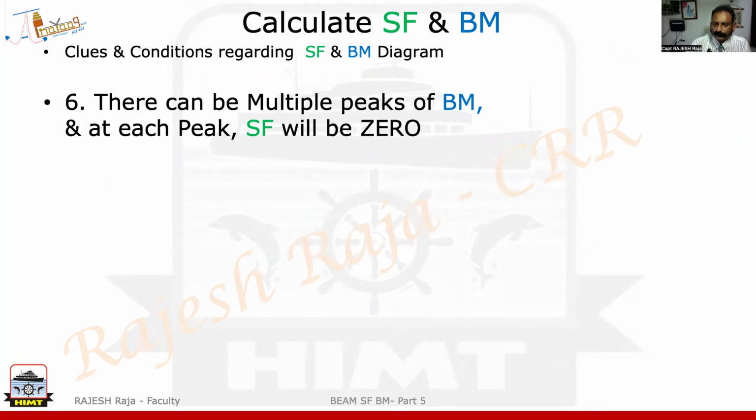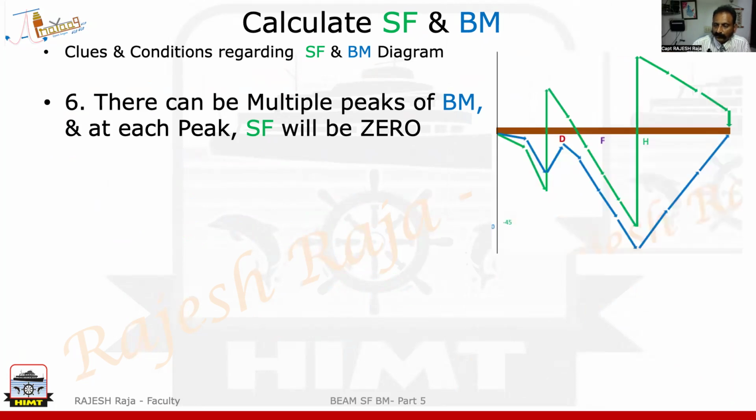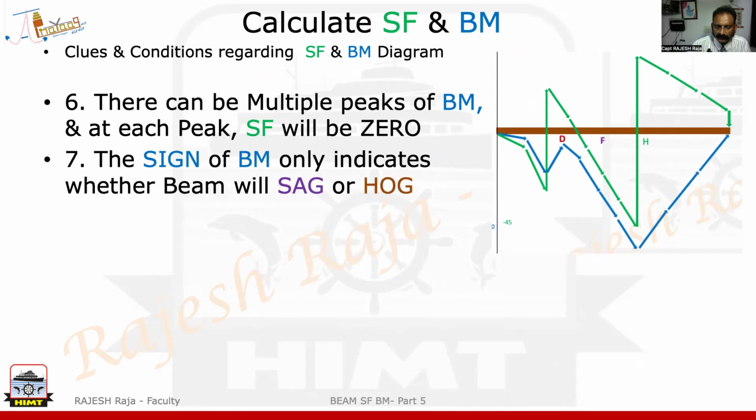There can be multiple peaks of BM. Why? Because the SF could be crossing 0 at various times. So I'm showing you one example here. Your SF has crossed 0 multiple times. So you will have multiple peaks.